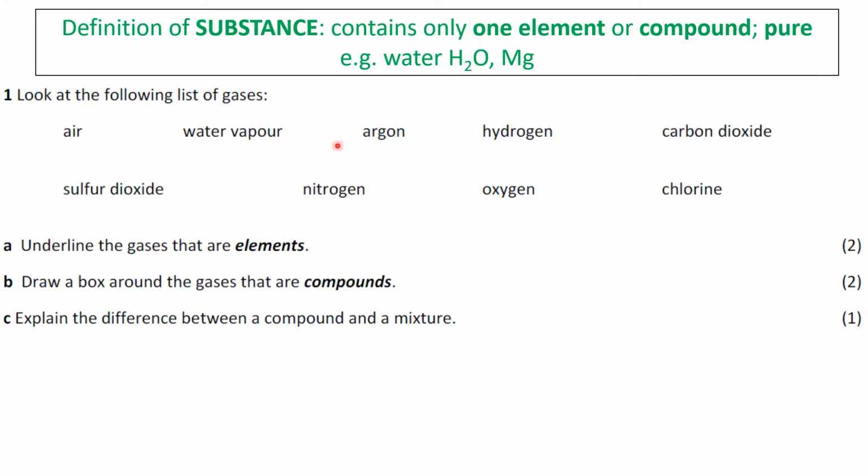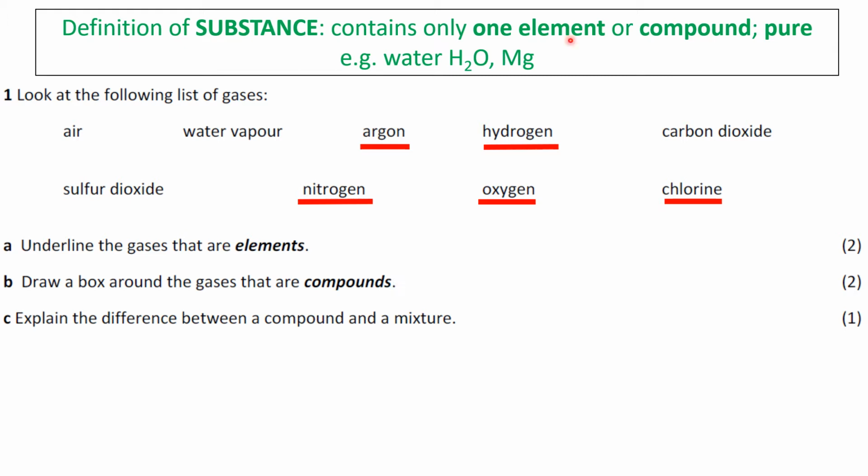Okay, so we have a list of gases. The questions asked us to underline the gases that are elements. Now, elements are all found in the periodic table. So you should have underlined argon, hydrogen, nitrogen, oxygen, and chlorine. If you can't find something in the periodic table, then it's not an element.